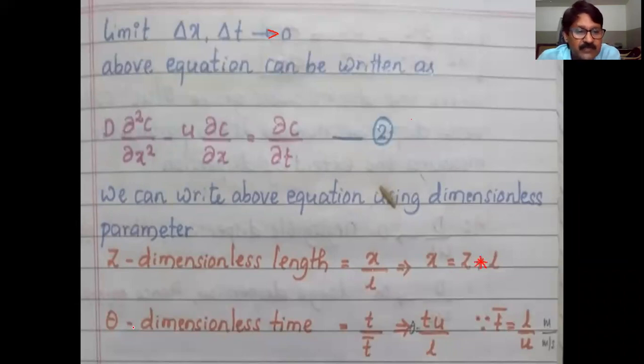So theta. Therefore, it is also meter. It is also meter, so it cancels. You will get a dimensionless length. So theta is dimensionless time. So therefore t by t bar. So therefore theta is equal to tu by L.